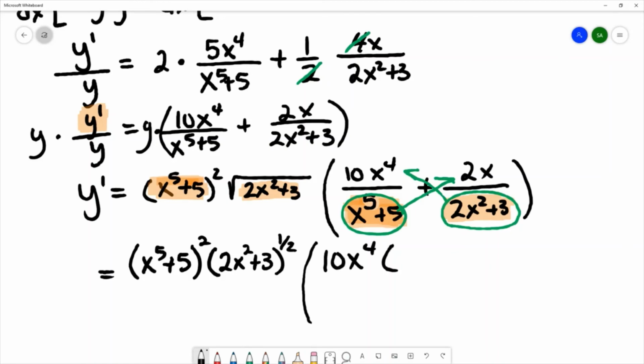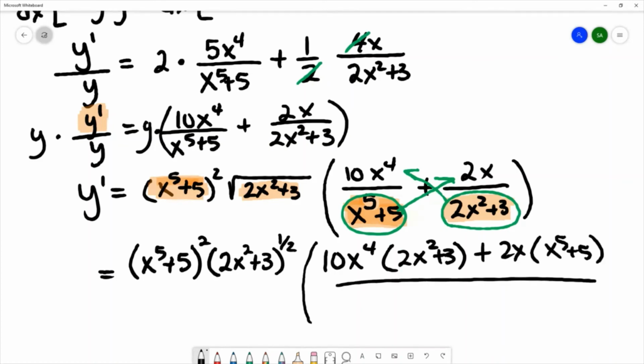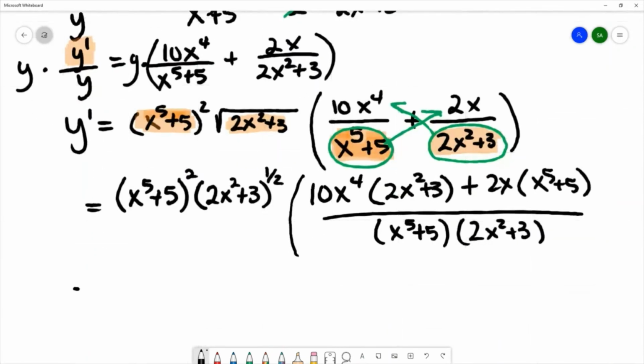So that's 10x to the 4th times 2x squared plus 3 plus 2x times x to the 5th plus 5. And that's all over our common denominator of x to the 5th plus 5 times 2x squared plus 3. So now that I've gotten that common denominator, I'm going to be able to cancel one factor of x to the 5th plus 5 with this factor here. So now I only have one factor of x to the 5th plus 5.